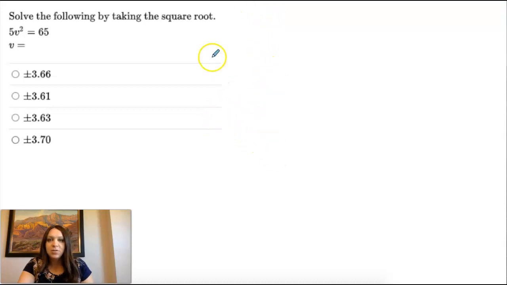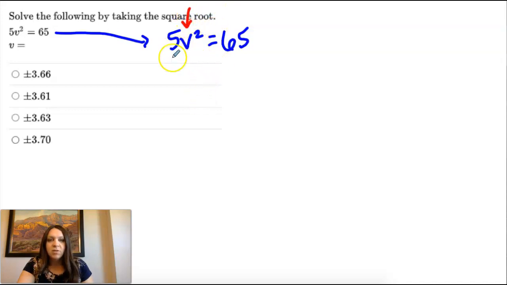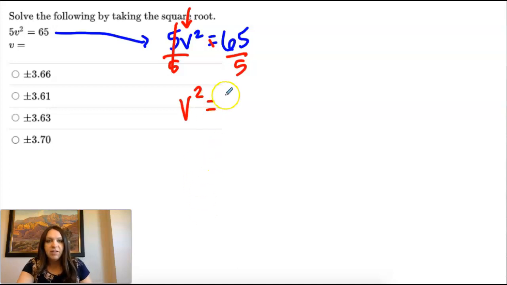Hey guys, I'm just going to do a couple of these problems where we're solving by taking the square root. So the first thing we want to do is get the variable by itself. The variable on this problem is v. So my first step would be to divide by 5. You want to get all the numbers away from the variable. So v squared, and 65 divided by 5 is 13.